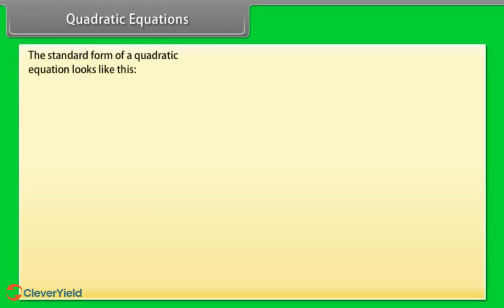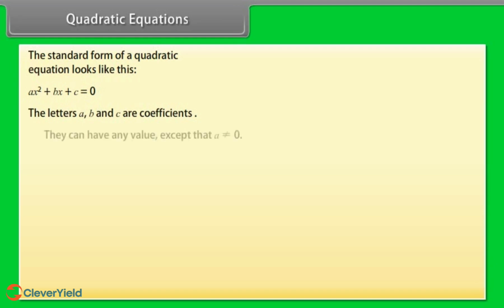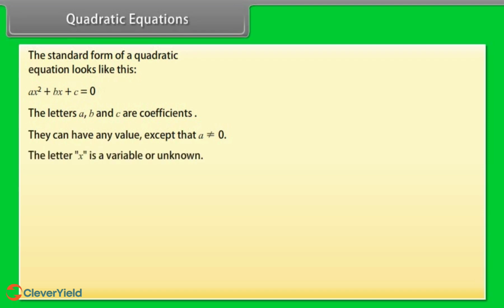Quadratic equations. What are the quadratic equations? The standard form of a quadratic equation looks like this: ax square plus bx plus c is equal to 0. The letters a, b and c are coefficients. They can have any value except that a can't be 0. The letter x is a variable or unknown.